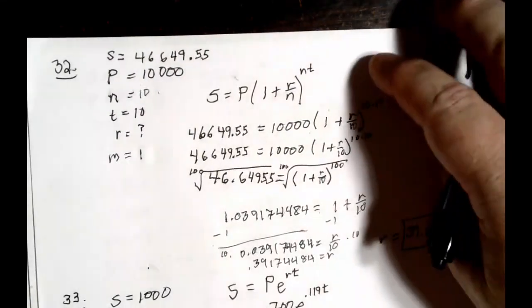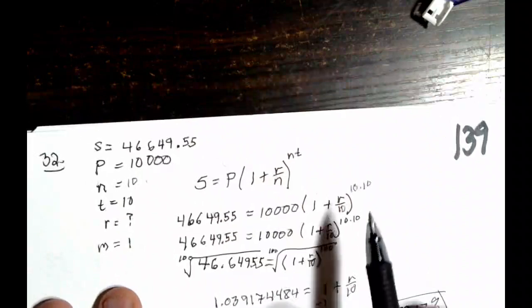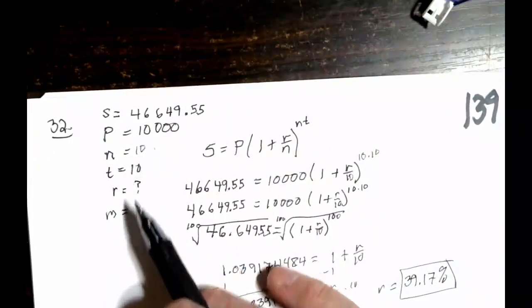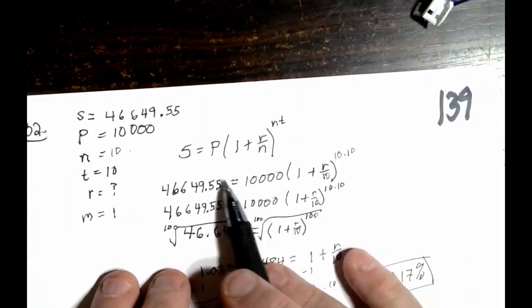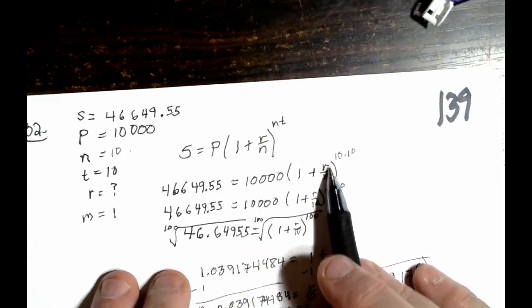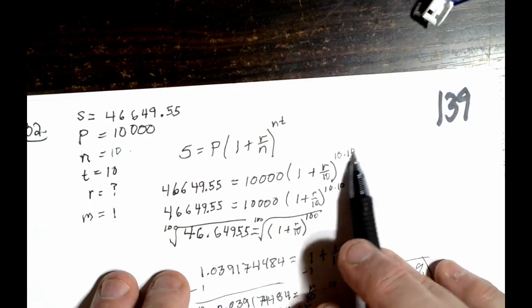Alright, let's take a step back to number 32 again. I made a mistake here. My N and my M were off. I think I reversed them. So you really have this thing with R over N, N being 10, T being 10.